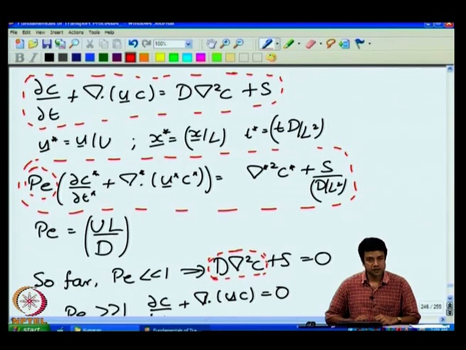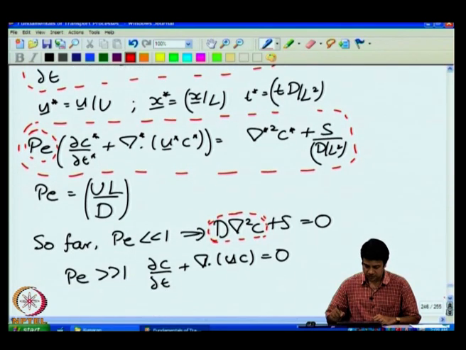First, we looked at strategies for solving the limit where the Peclet number is small compared to 1. In that case, we are solving D del square c plus s is equal to 0. And we looked at various ways of doing that. It's basically ways of solving the Laplace equation. We did it first by separation of variables in Cartesian coordinates, in cylindrical coordinates, as well as in spherical coordinates. And in particular, in spherical coordinates, we saw that the solutions have the form of spherical harmonic solutions.